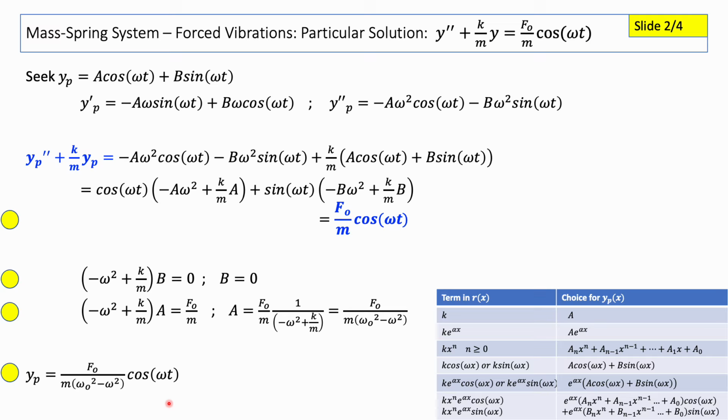I'm going to try to emphasize again. What is omega 0? It is square root of k over m. What is omega? It is the frequency of the forcing function. They're different. You can push and pull the mass at a different frequency, which is omega, but the natural frequency is omega 0, square root of k over m.